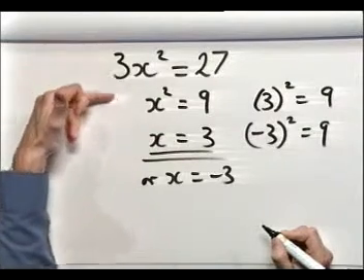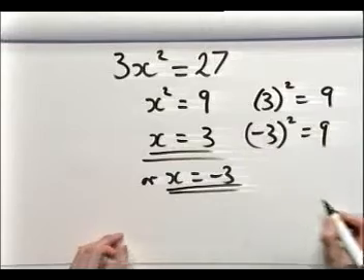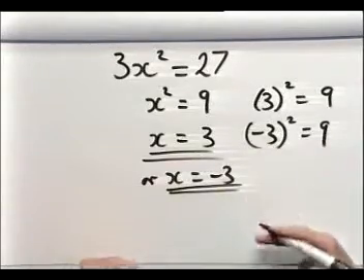Now, it's very easy to make this kind of mistake and lose one of the answers. So the best way to tackle these is the way that I've just set out. Write them as equals 0, take out common factors, and then look at a factorisation leading to giving you two answers.